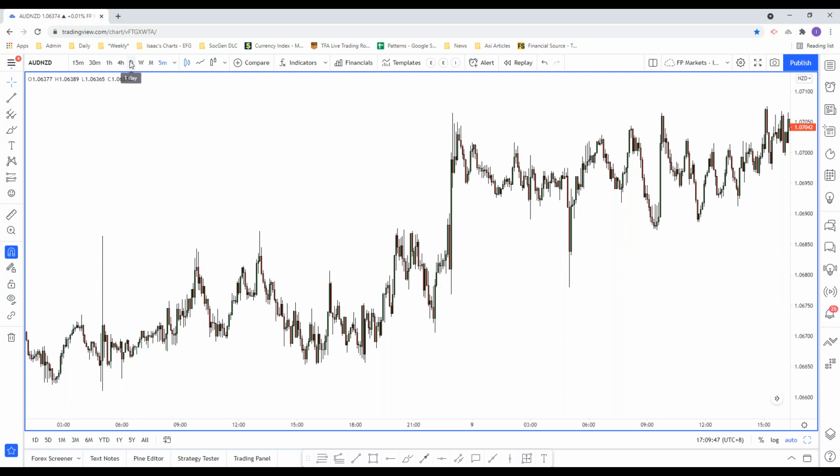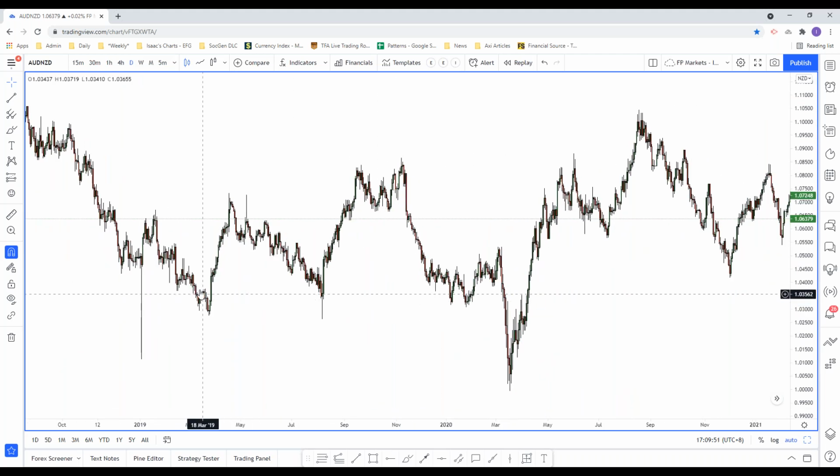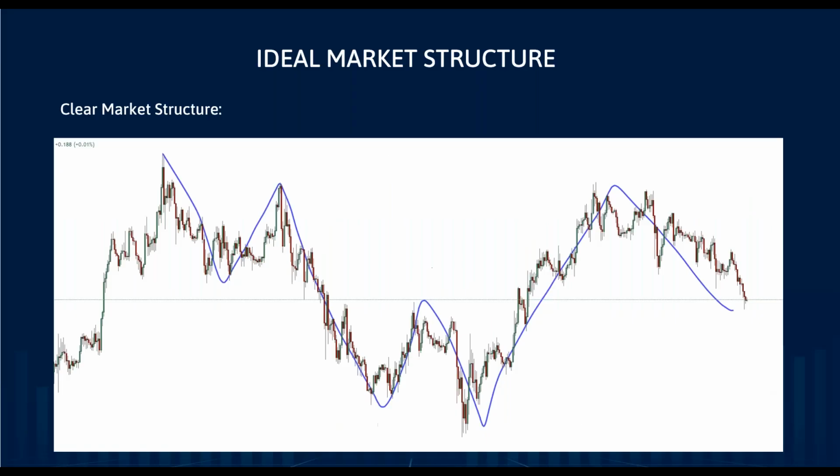But if you're to zoom all the way out on the extreme end, even on the daily, okay, they have long wicks, but you are able to see clearer market structure from here.